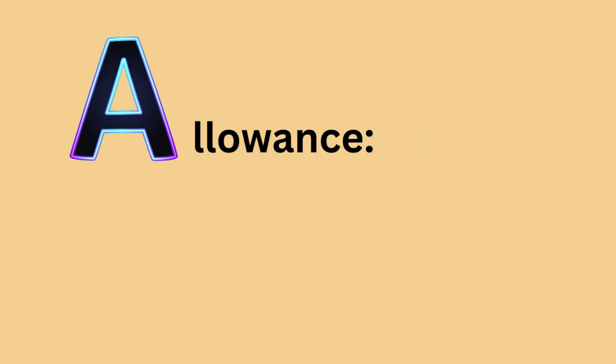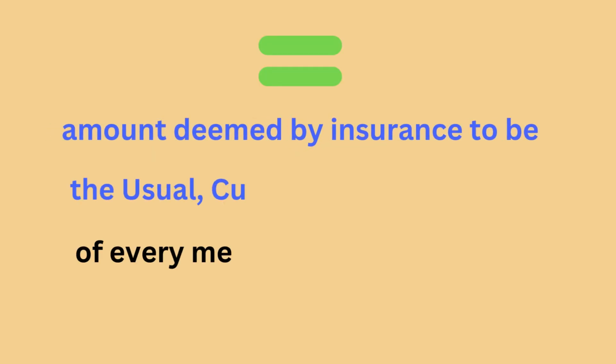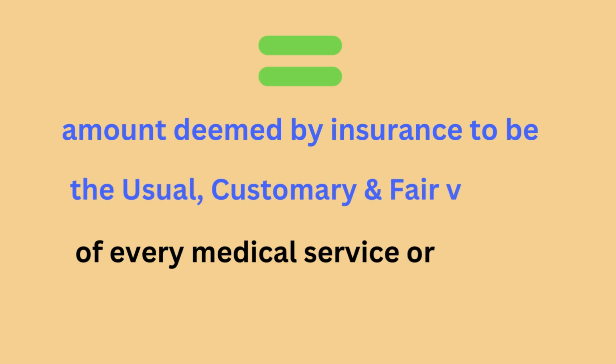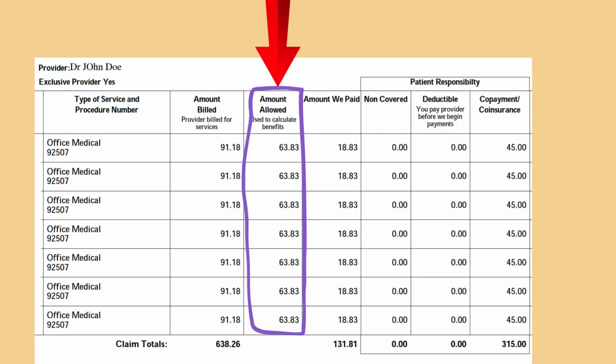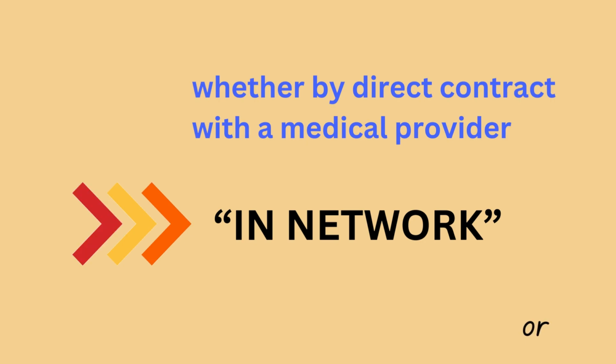The allowance is the most important item on your explanation of benefit, EOB. We'll get to that one soon. It is the amount that your insurance has deemed is the fair value of every medical service you receive. It's important because that's how the insurance calculates what they would pay and what your liability is.